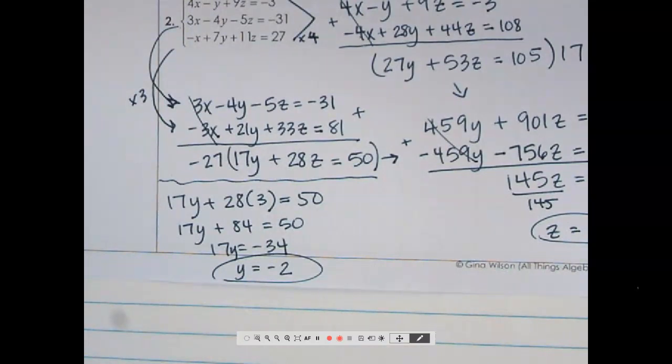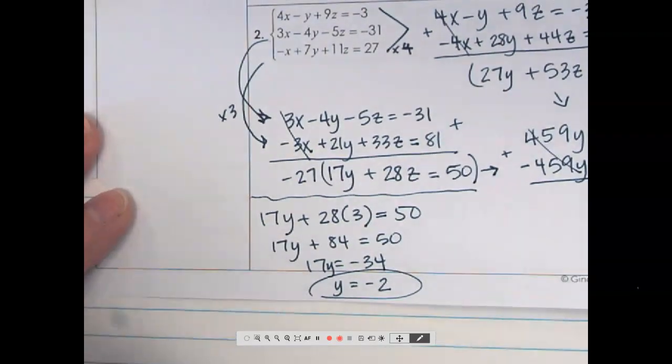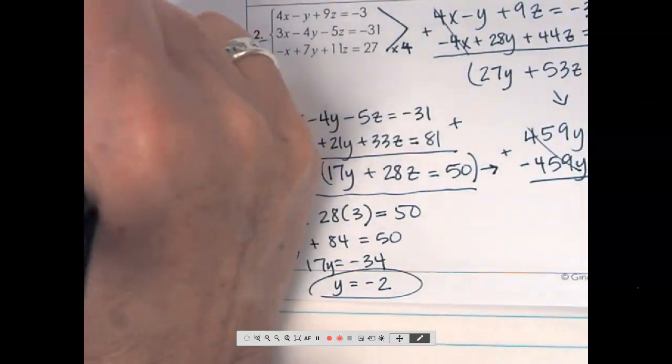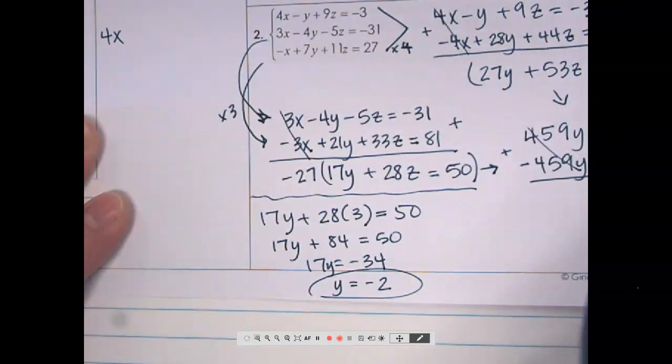Then we take the z and the y, go back to one of the originals. You pick which one. I'm going to go over here to the left. I guess I'll just use that top one. You can use any of them.